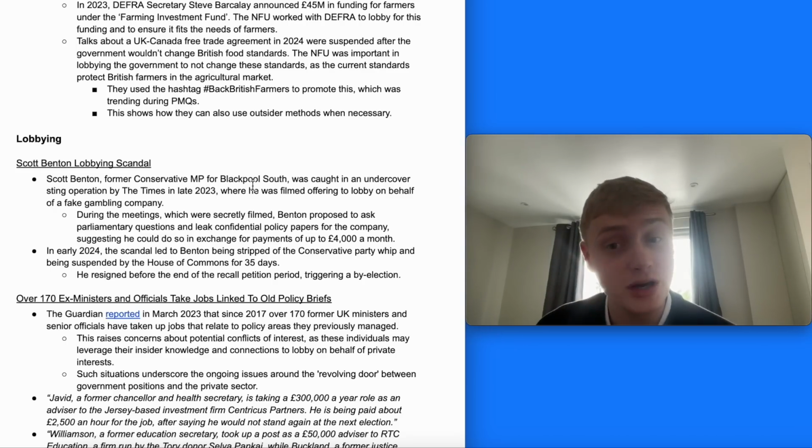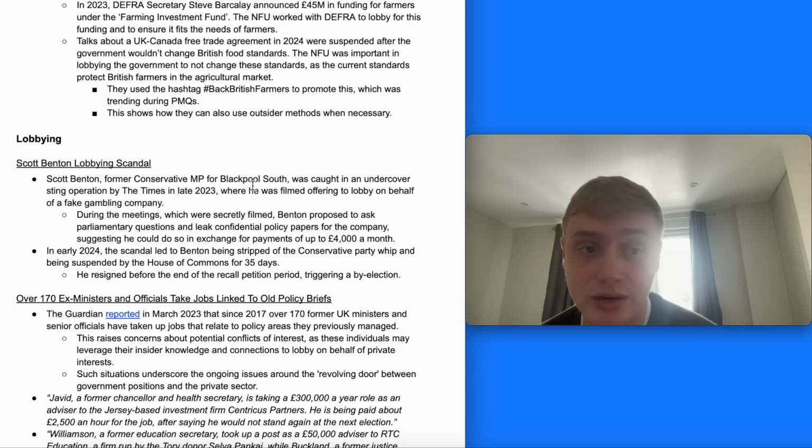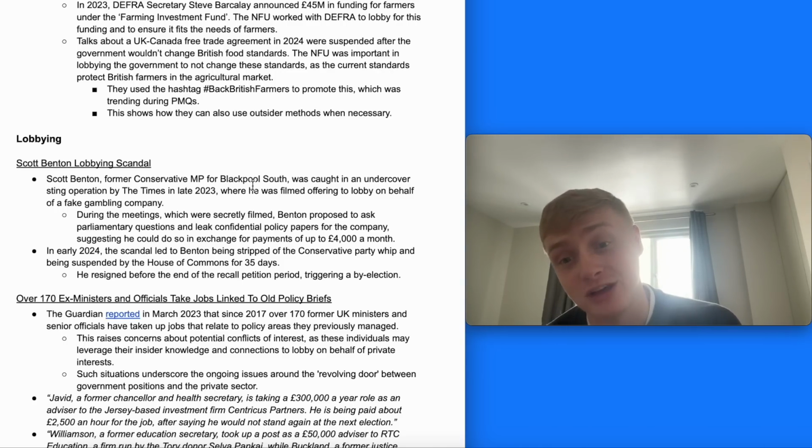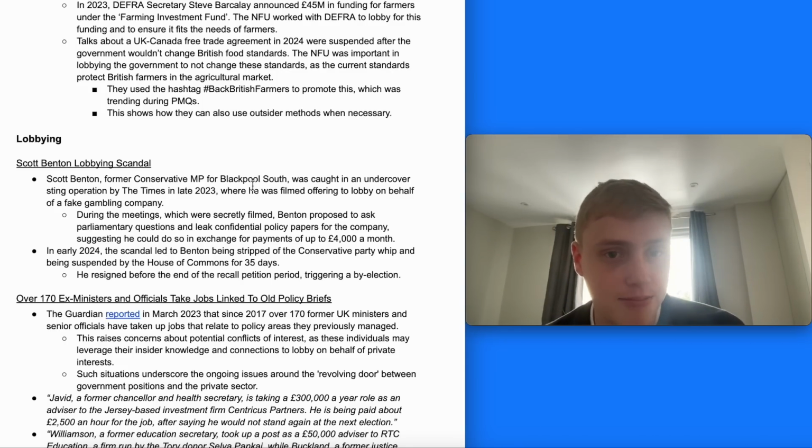The next example then we're going to have a look at is in relation to lobbying. And this was quite a prominent lobbying scandal in late 2023 in relation to Scott Benton, who was a former Conservative MP for Blackpool South. Recently, the Blackpool South by-election was because he resigned. He got replaced by a Labour MP.